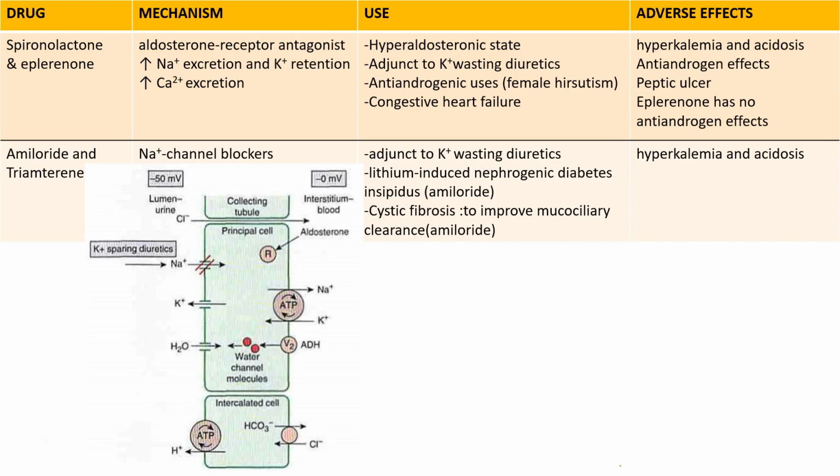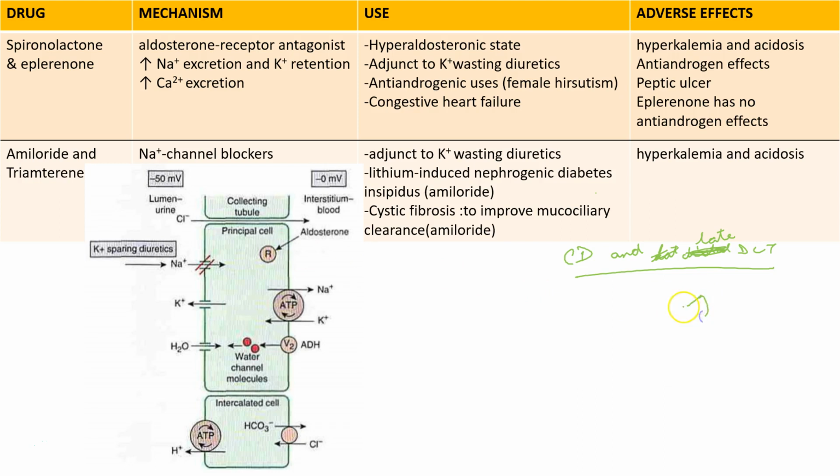Now coming to the potassium sparing drugs. There are two types based on the mechanism of action. One is spironolactone and eplerenone, and then we have amiloride and triamterene. Spironolactone and eplerenone are aldosterone receptor antagonists. At the level of collecting duct and the distal convoluted tubule, we see that aldosterone acts at the level of principal cells. You can see it here in the diagram.